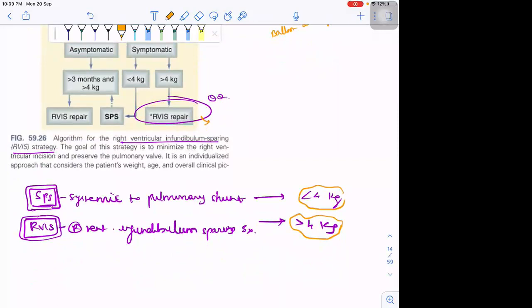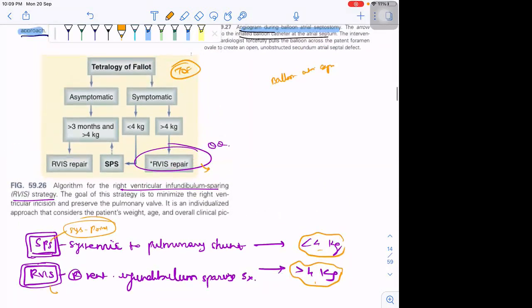What does SPS mean? The SPS is the systemic to pulmonary shunt. What we have seen before: the BT shunt, Fontan shunt, Waterston shunt, Potts shunt, modified Blalock-Taussig shunt. So many shunts are there. So for a systemic to pulmonary shunt, you go whenever the weight is less than 4 kilograms, and whenever it is more than 4 kilograms, we can go for the RVIS procedure. The RVIS is the right ventricular infundibulum sparing strategy.